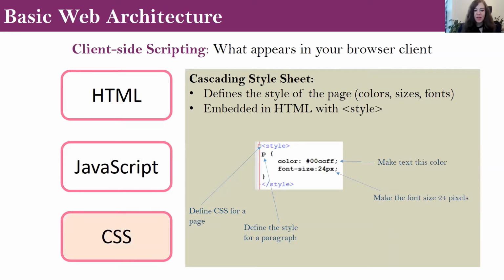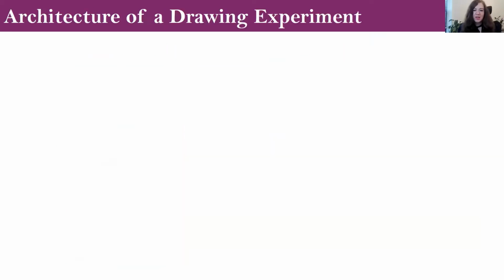And we're specifically saying, make the text in the paragraph this specific color and make it this specific font size of 24 pixels. Okay, so now that I've gone into some basic web architecture, now I can tell you about the architecture of a drawing experiment.